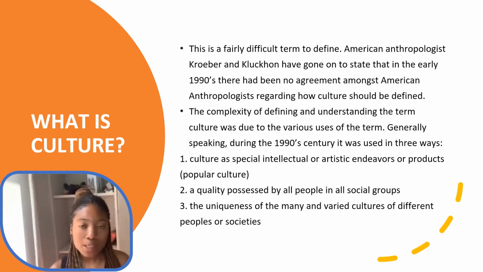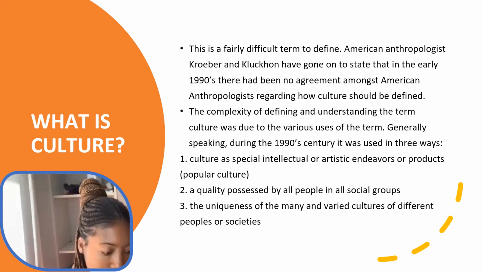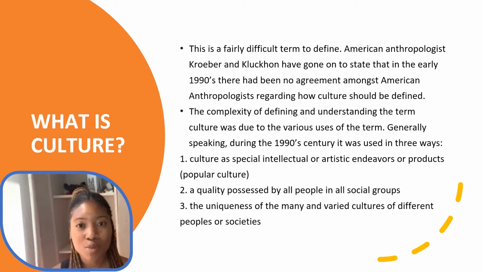The second way of which the term culture was used was a quality that was possessed by special groups. So the way that specific groups did certain things, because everyone within that group would do the same thing. So that would be the quality within that social group.